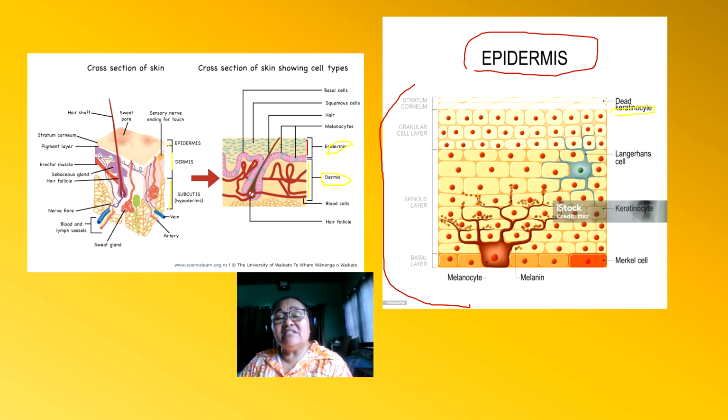Another important cell is the melanocyte, which is on the basal part of the epidermis. The melanocytes produce melanin. Melanin is the pigment responsible for skin color and protection against ultraviolet radiation.